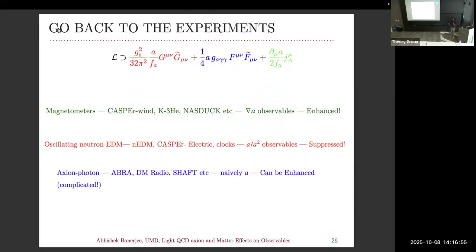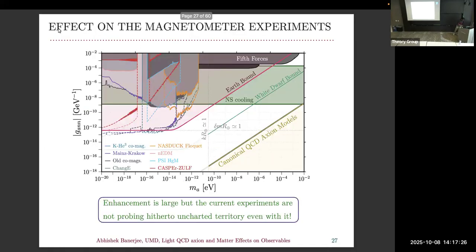Great. So fine, enough things, but in the end, we want to come back to our life and see what actually has changed, or if anything has changed at all. As I said, the magnetometers, the grad A observables, are enhanced because the gradient is enhanced. On the other hand, all these experiments that depend on A or A squared observables are suppressed because the field amplitude was suppressed. What about the axion photon coupling? I'll come back to this. This is a complicated story, so wait for like 3 more minutes.